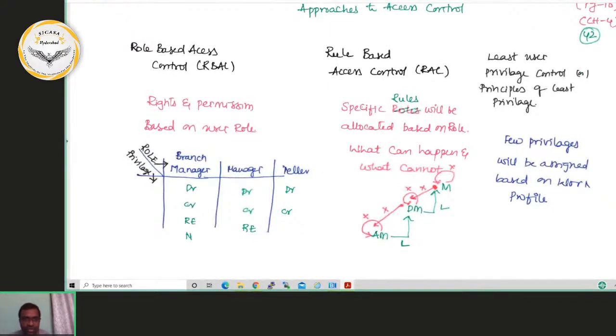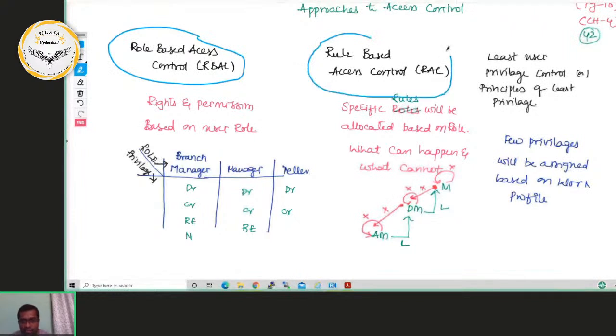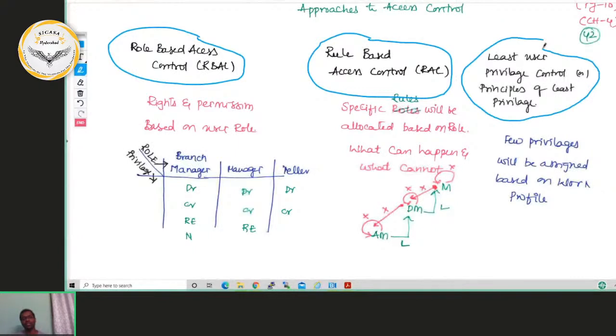First one is called RBAC. What do you mean by RBAC? Role-based access control. Second is called RuBAC. What do you mean by that? Rule-based access control. And the third one is called least user privilege control. So how many approaches do we have? We have three approaches. First is RBAC, second is rule-based access control, and third is least user privilege control.